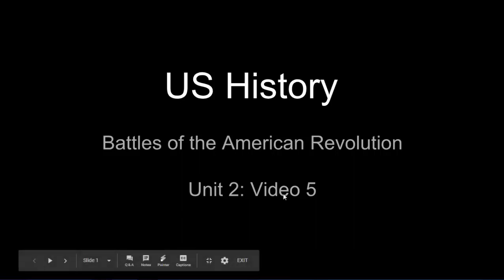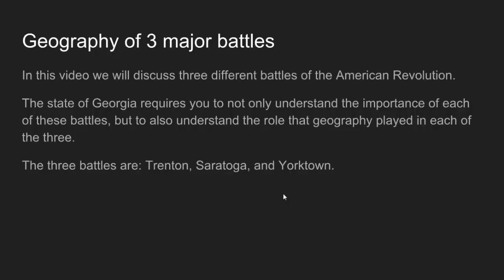Okay, this is the last video for Unit 2, Video 5, and we're going to look at some of the battles here. We're going to discuss three different battles of the American Revolution. The state requires us to not just understand the importance of these battles, but specifically to understand the role that geography played in all three. So we'll look at Trenton, Saratoga, as well as the Battle of Yorktown in this one.